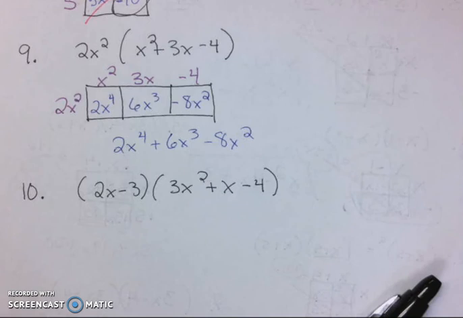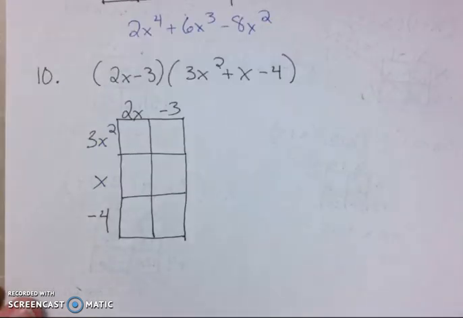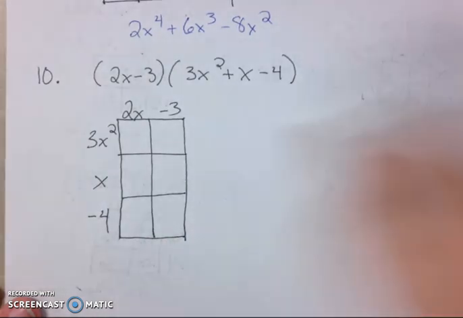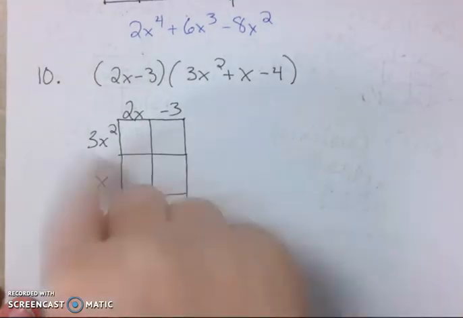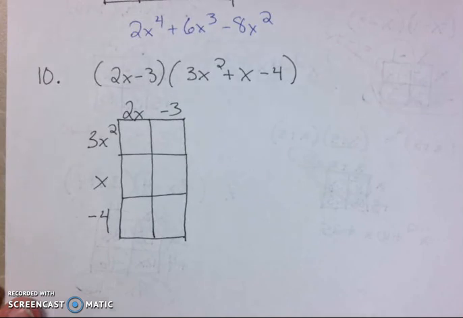Okay, I want you to set up this box and try to solve it. Go ahead. Pause the video. Okay, now check. Did you set up your box this way? You can have it go in the other direction too, and 2x and negative 3 on the side, and this across the top. Check it.